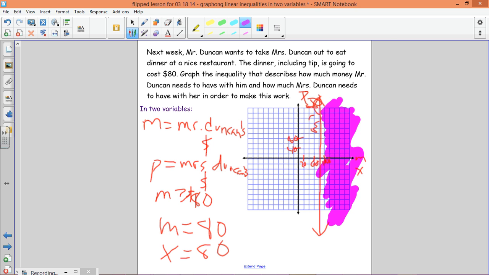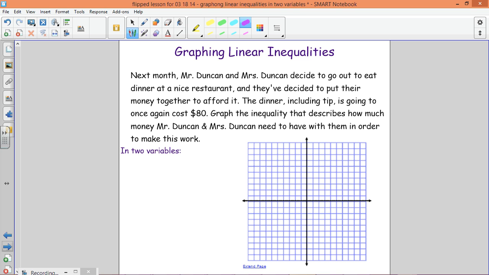Let's do one more. Next month, Mr. and Mrs. Duncan decided to go out to eat dinner at a nice restaurant, and they've decided to put their money together to afford it. Say I'm off the hook for the whole $80. Now we've got $80, but the two of us are going to put our money together in order to afford it. And so clearly that's going to be m plus p. That's my money and my wife's money together. They need to be what? Greater than or equal to 80.